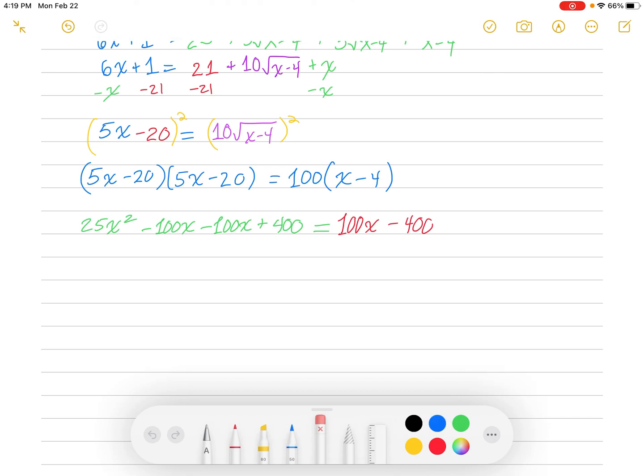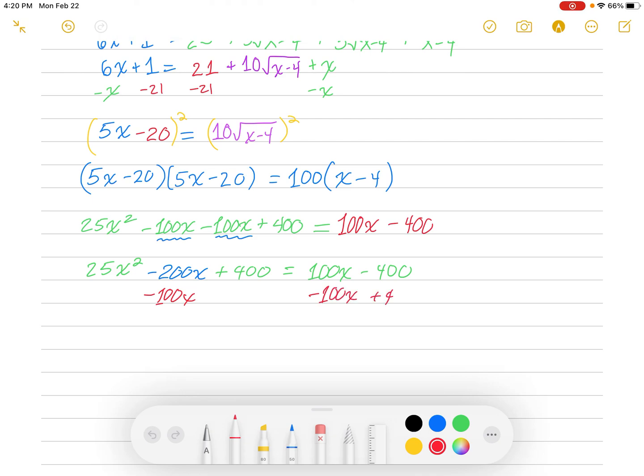We're going to collect the like terms together here on the left side. Notice you've got these minus 100s, right? Minus 100, minus 100. So we're going to have 25x squared minus 200x plus 400 equals 100x minus 400. So as a quadratic equation, we want 0 on one side. We'll subtract 100x from each side, and we'll add 400 to both sides.